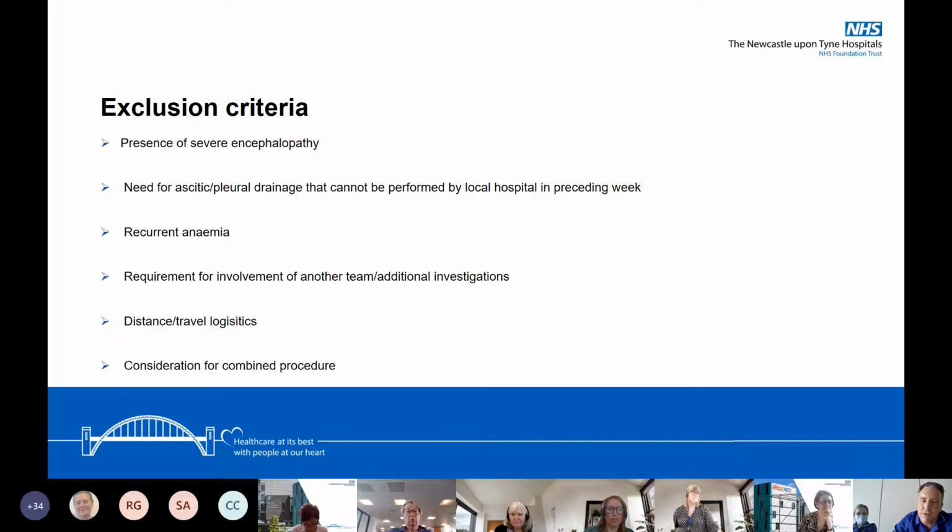If somebody needed ascitic or pleural drainage, then that would be an exclusion criteria. Anybody with recurrent anemia, anybody that required a further test, so somebody who was coming with hepatopulmonary syndrome and needed a bubble echo, they would be excluded because we needed to get more tests fitted into that one day. And then for a one-day assessment, we excluded people who were the far side of Carlisle, so anybody in the west of Cumbria who couldn't get here realistically for 8:30 in the morning, or south of Middlesbrough, although I'll come on to what we've changed in a minute. And anybody who was coming for a lung liver or heart liver transplant was not considered.